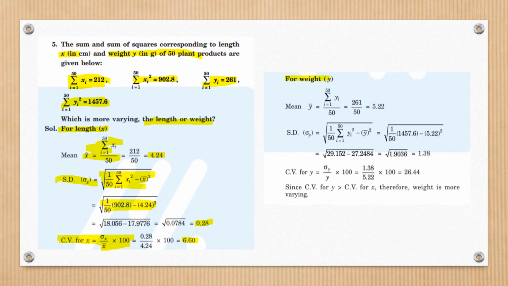For weight y, the mean y bar is summation yi upon 50, which is 5.22, and the standard deviation can be calculated using this formula. Take up all the values for y. So it is 1.38. Again I'll calculate CV, which is sigma y upon y bar into 100, giving the value as 26.44. So it is sigma y upon y bar, where y bar was missing, so I'll put y bar here.